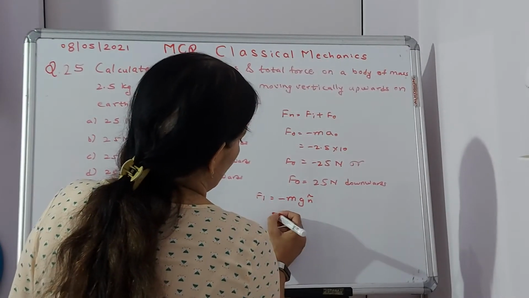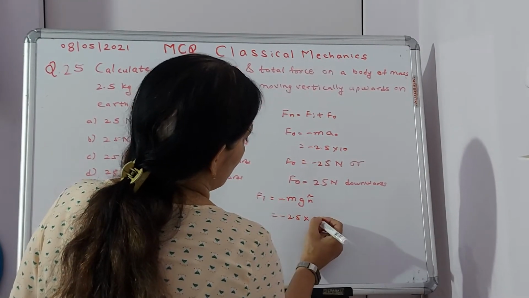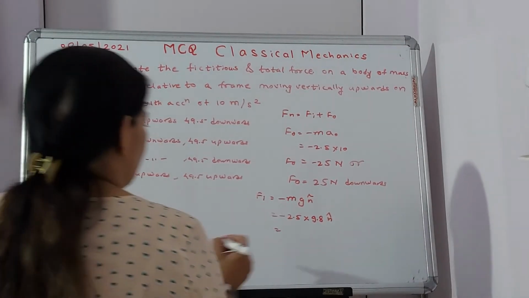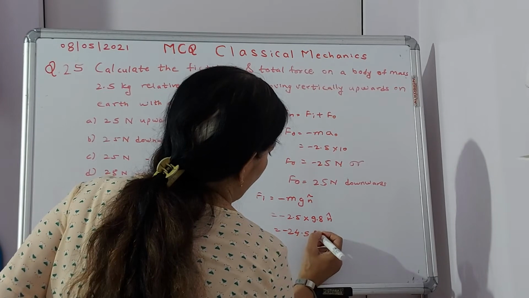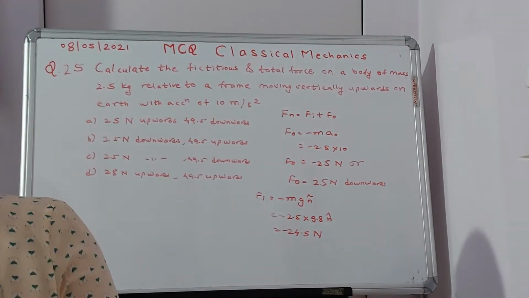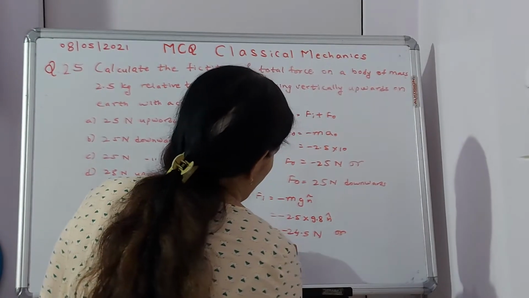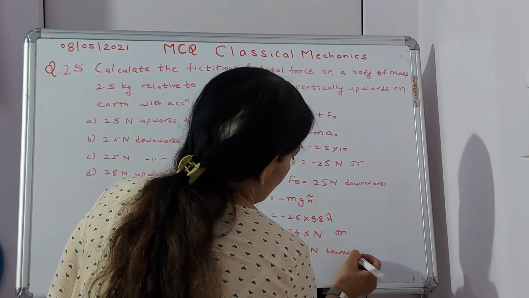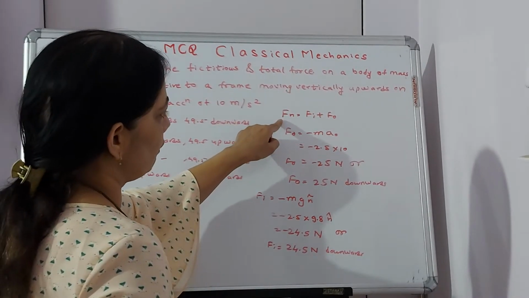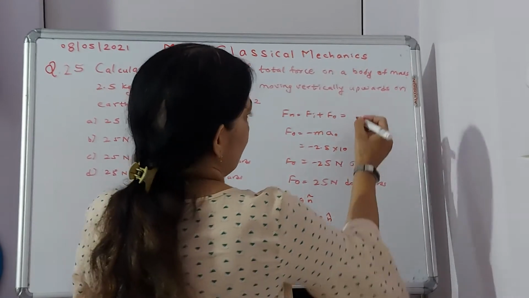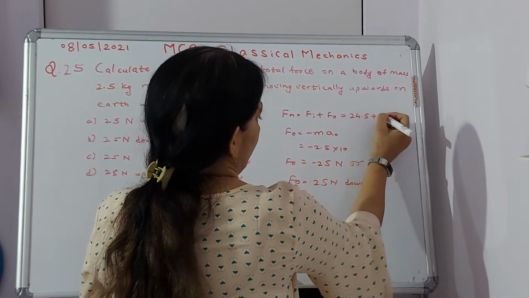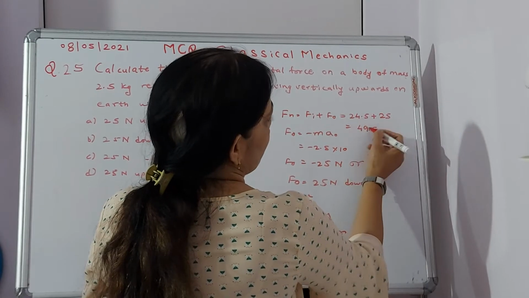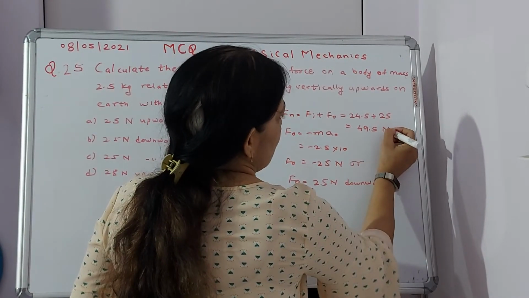So what is the value of M over here? M is 2.5. How much is G? 9.8 into n. So how much are we getting over here, with direction? This is coming out to be 24.5 newtons. Okay, so over here, I will again say our Fi is 24.5 newton downwards. Right. Now my job is to use this equation. So I can say F is 24.5 plus 25, which makes 49.5. 5 plus 4, 9, 2 plus 2. So this is downwards.